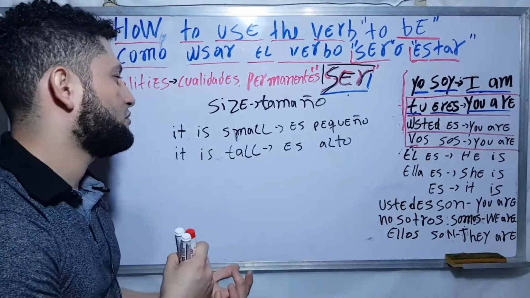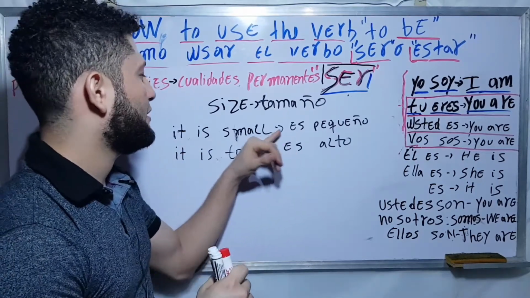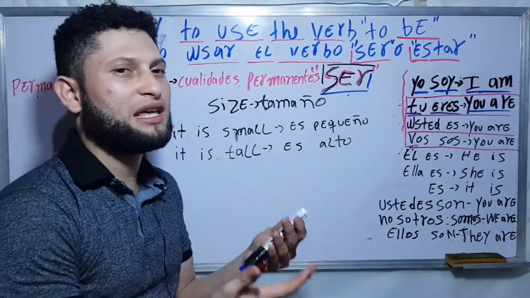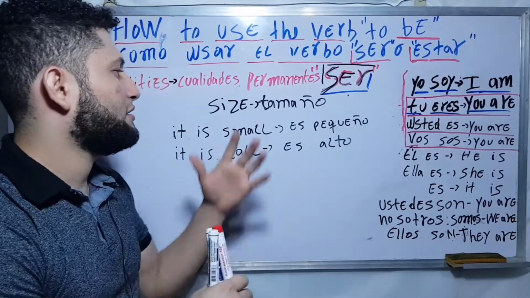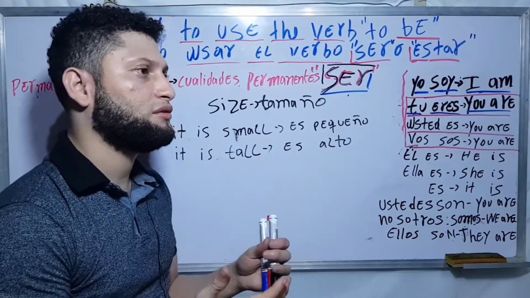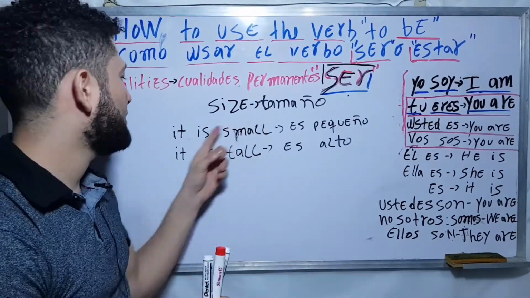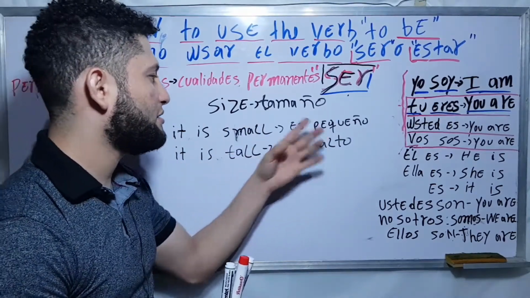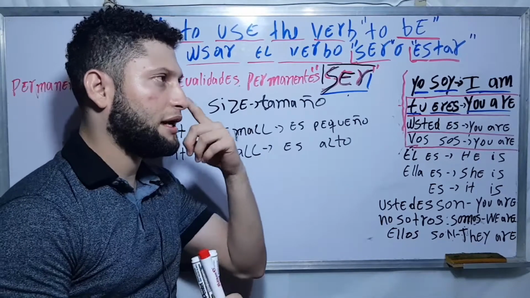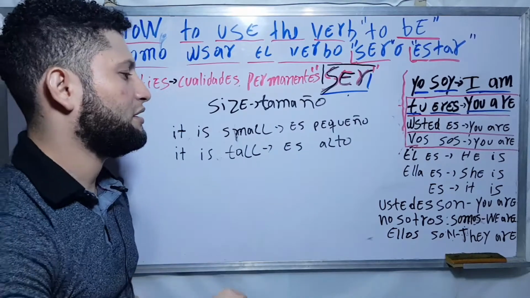But in this case, we just say es pequeño, it's small, because you already know what I am speaking about. Then you will be able to say es pequeño if you already mentioned the thing that you are speaking about. Okay, so remember, with size, it's small, es pequeño, it's tall. Maybe, as I said, the building is tall, as here.